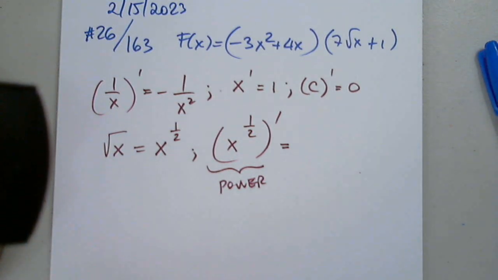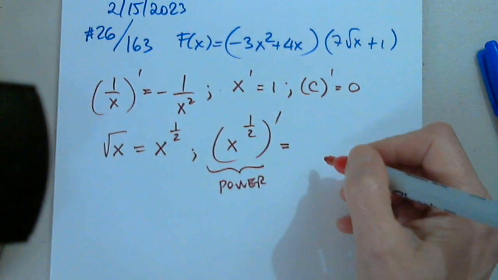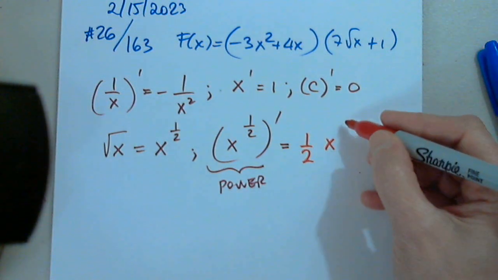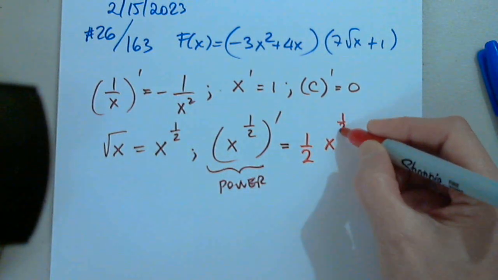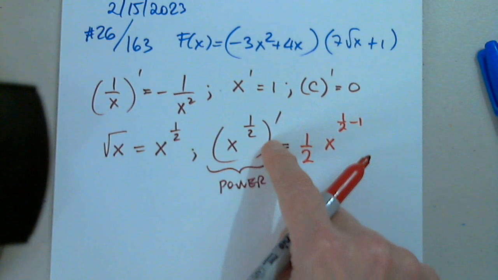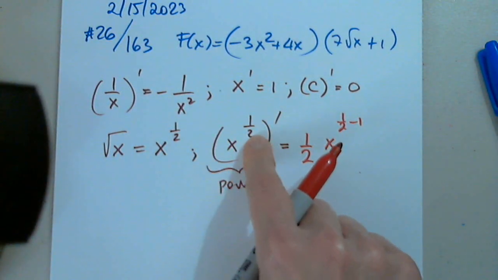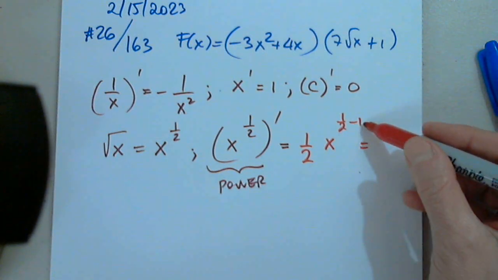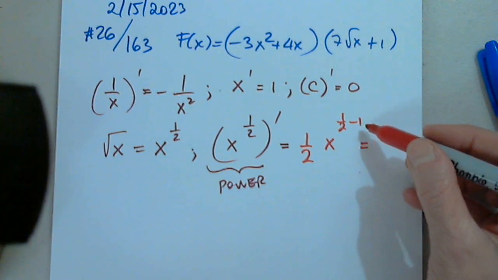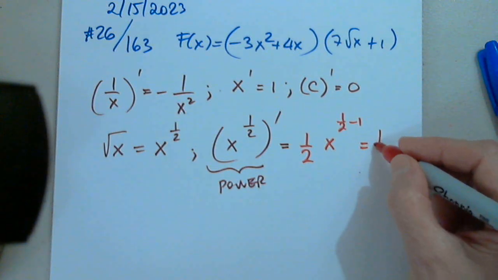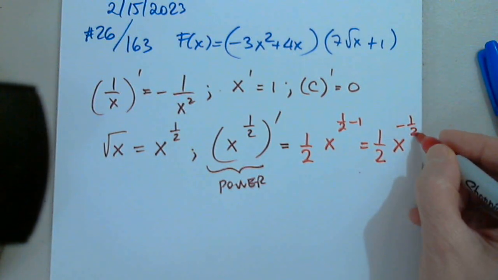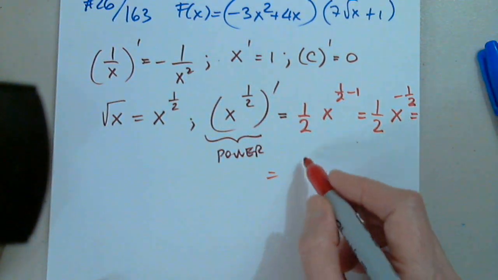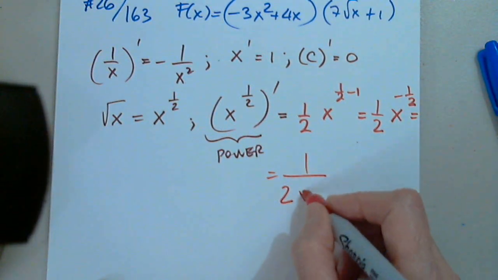Bring the exponent. Bring 1/2 down and multiply it by x, and then subtract 1. Yes. This is the power rule. Bring down the power, and subtract 1 from the power. All done. Very good. So 1/2 minus 1, we have to know that this is negative 1/2. So 1/2 times x to negative 1/2, and we discussed a negative power.